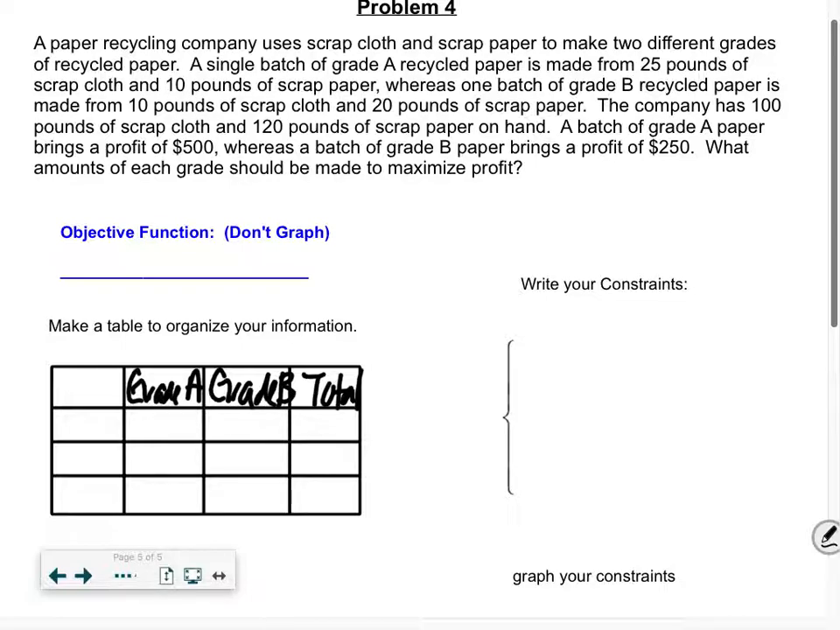Says single batch of grade A is made of 25 pounds of cloth and 10 pounds of paper. So it looks like I got 2 columns. Cloth, or 2 rows I should say, and paper. So my first column, grade A, how much cloth? How many pounds? 25, yeah. And how many pounds of paper? 10.